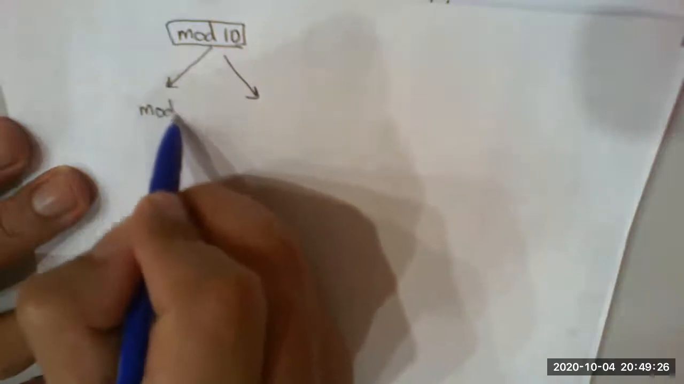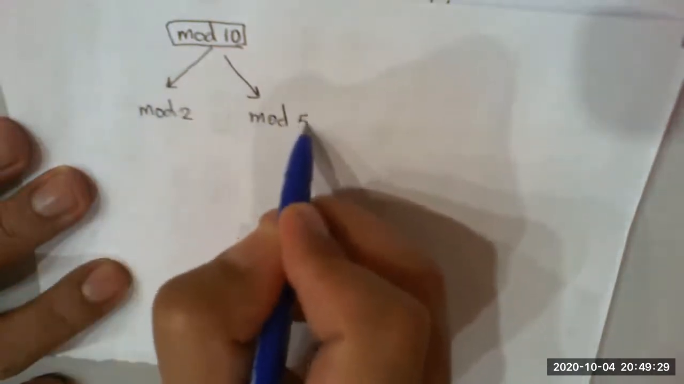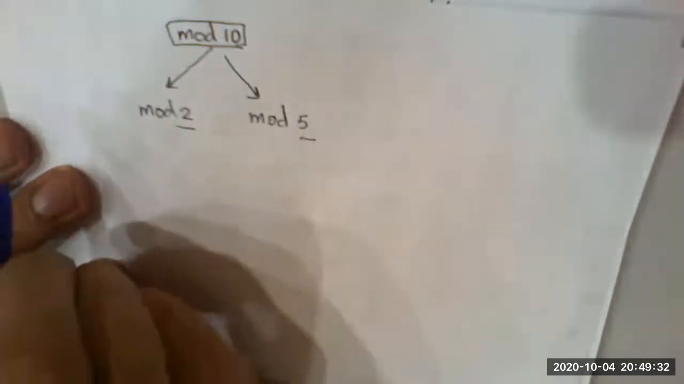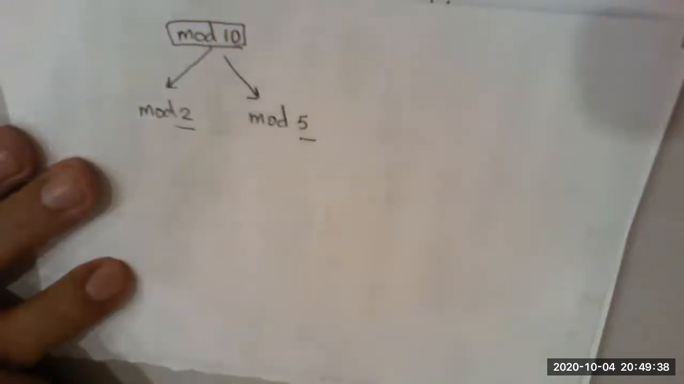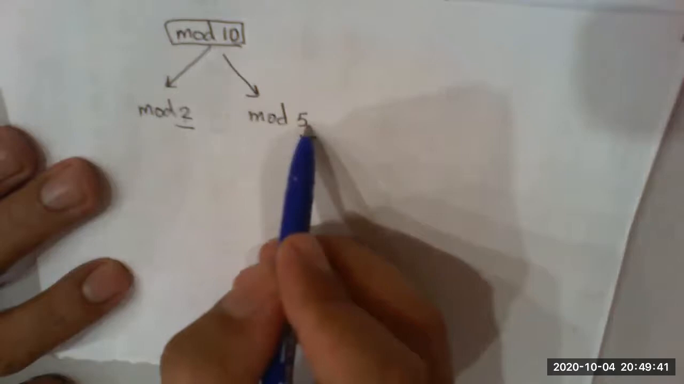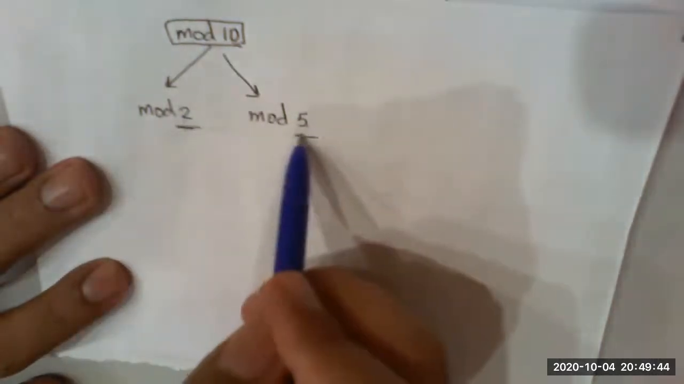So for example, if I am taking mod 10, I can construct mod 10 by using two mods here, mod 2 and mod 5, where 2 and 5 are the relatively primes of 10. When you multiply 2 by 5 it is 10. This means I have the relatively prime numbers of 10.